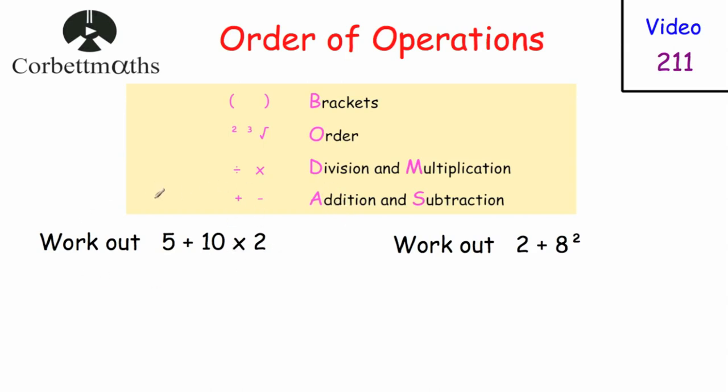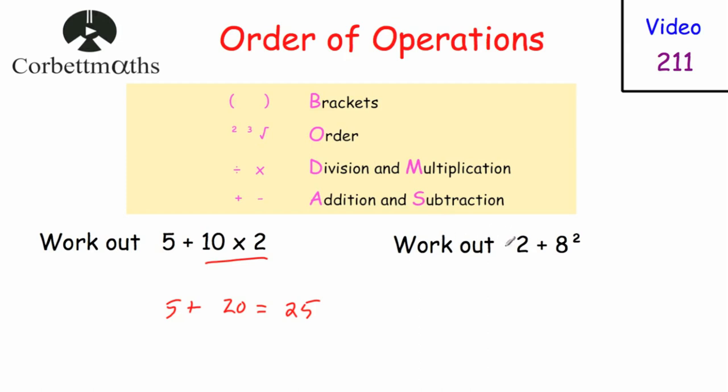So let's have a look at our first question. Work out 5 plus 10 multiplied by 2. The first thing I'm looking for is any brackets. No. Then I'm looking for any squares or cubes or square roots. No. Then I'm looking for any divisions or multiplications. Yes, we've got 10 multiplied by 2. That means we need to do 10 multiplied by 2 first, which is 20. I'll write 20 directly beneath the 10 multiplied by 2, but in front of that we still had 5 plus. So we've got 5 plus 20, which is equal to 25.